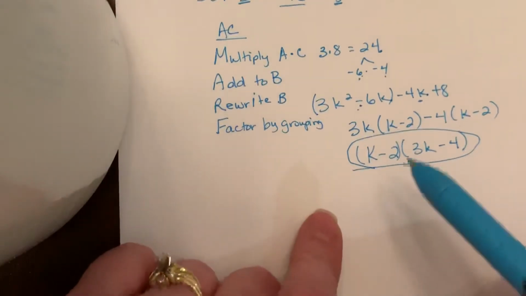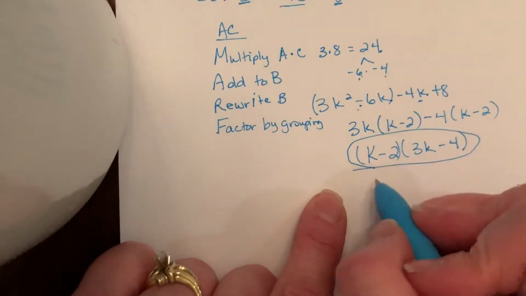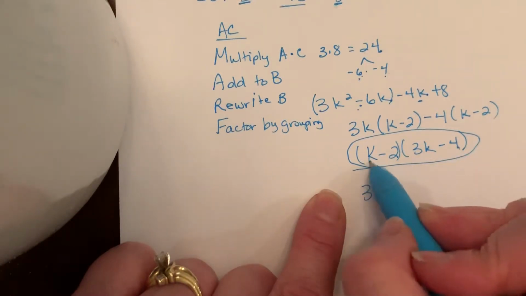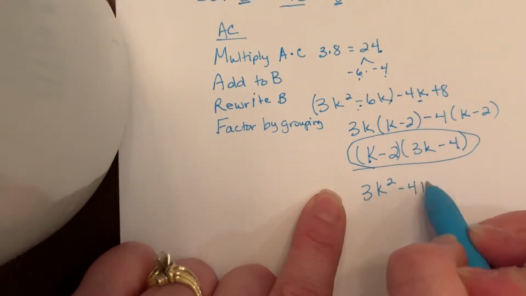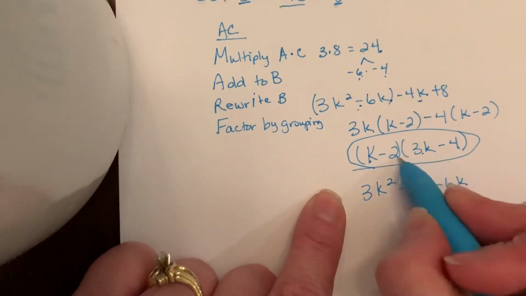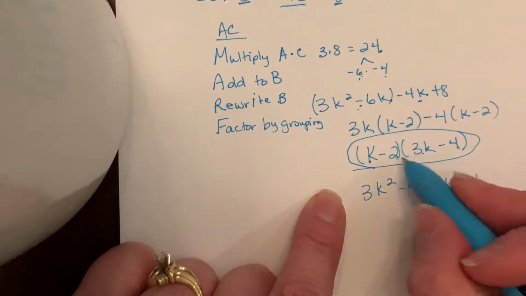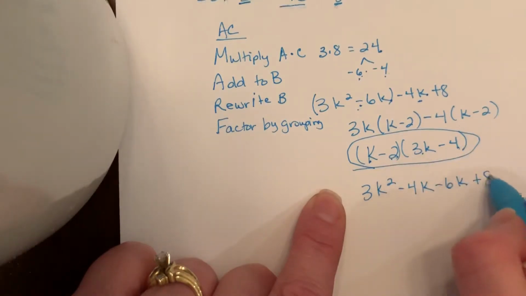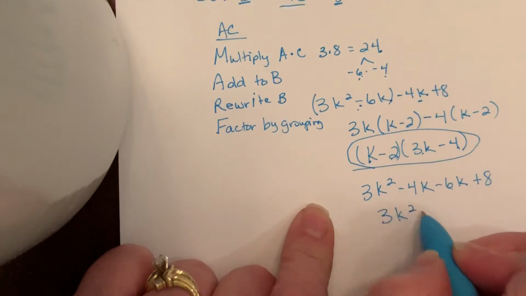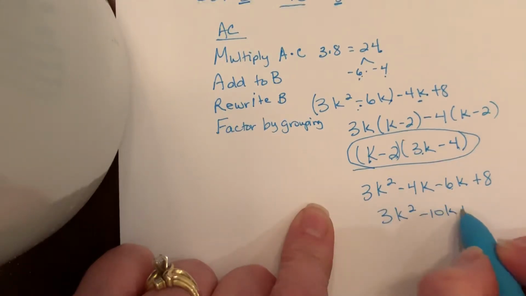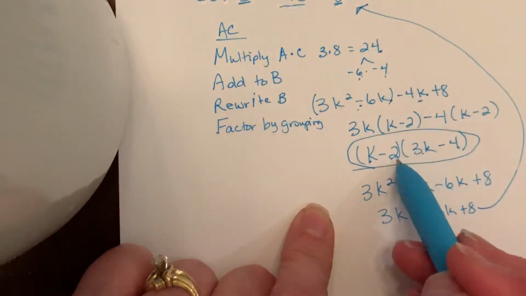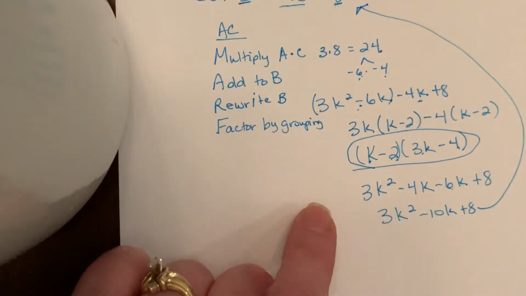We can check that by foiling. K times 3k is 3k squared. And then the outer, negative 4k, minus 6k. And then plus 8. When we combine our like terms, we get 3k squared minus 10k plus 8. And it matches. So those indeed are our factors.